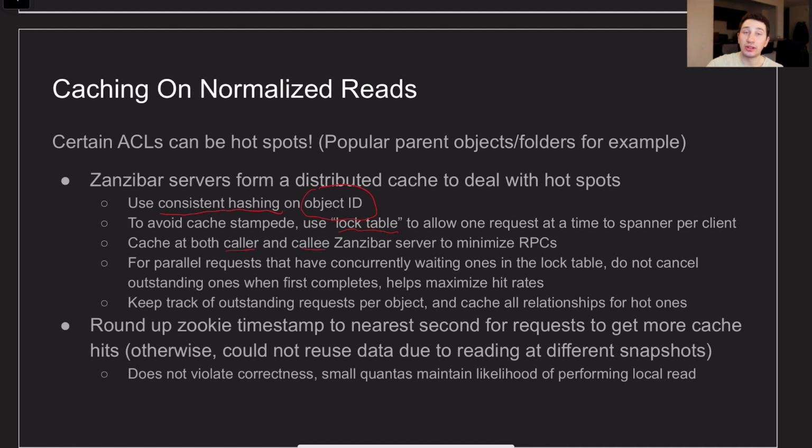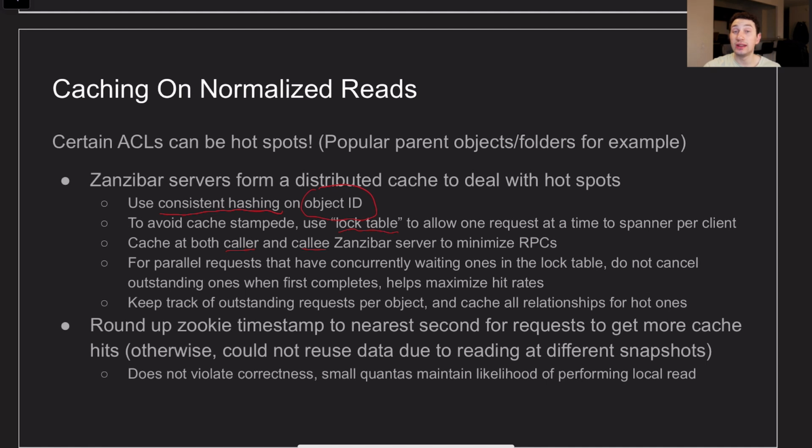Another thing they'll do is cache data at both the caller and the callee level in order to minimize RPC calls between Zanzibar servers, because keep in mind that, because so many of these are like recursive calls via graphs, Zanzibar servers are constantly reaching out to one another. This is ultimately a graph traversal problem, so it's almost like that Facebook Tau design as well.